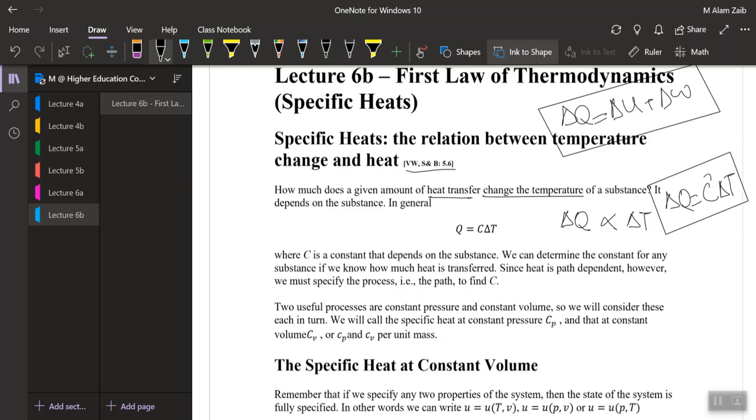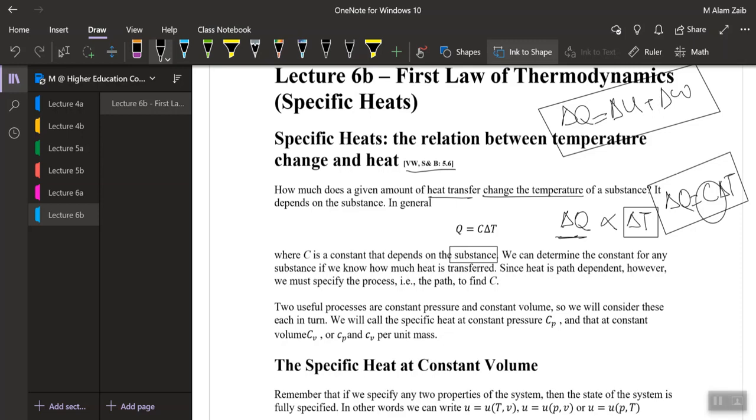Now this C is definitely a constant, what we call a proportionality constant, and that depends on the substance. You can imagine the change in the temperature in iron would not be equal to the change in the temperature in a wood or something. If you are supplying the same heat to an iron, or the same heat to a wood, the temperature change would definitely not be equal. So that means the C depends on the substance itself.